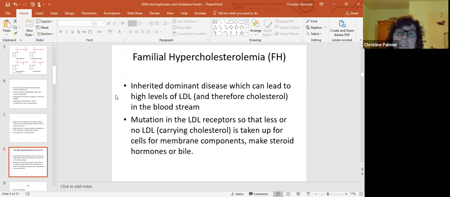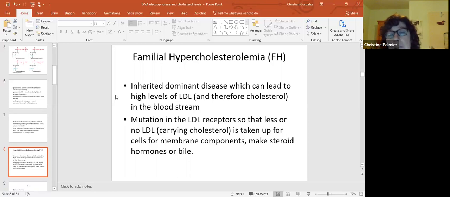FH, which is familial hypercholesterolemia, is an inherited dominant disease which can lead to high levels of LDL, low density lipoprotein. There's a mutation in the LDL receptors, so there's less or no LDL taken up by the cells, and therefore you can't make steroids, hormones, or bile.